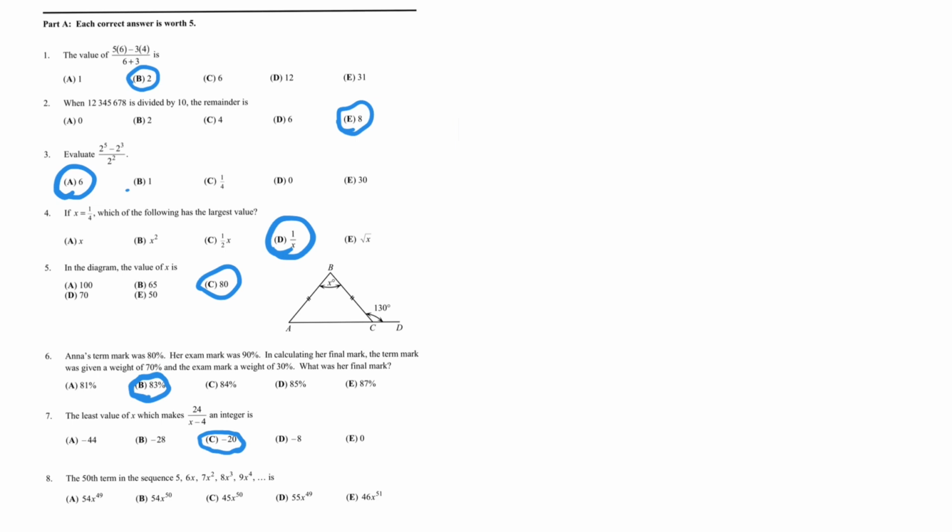Number 8. The 50th term in the sequence 5, 6x, 7x squared, 8x cubed, 9x to the power 4 is... Now we write down this: the 5, 6x, 7x squared, 8x cubed, and the 9x to the power 4. So we can continue on. They ask what's the 50th term.